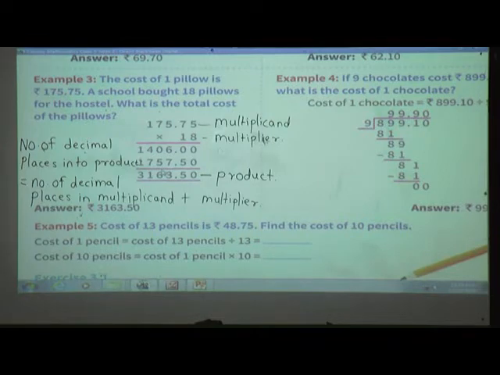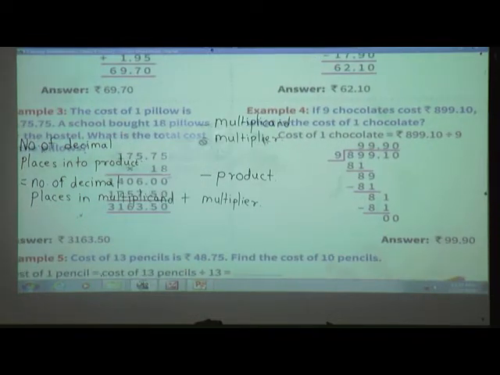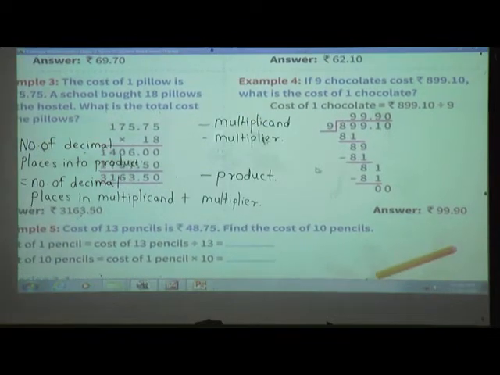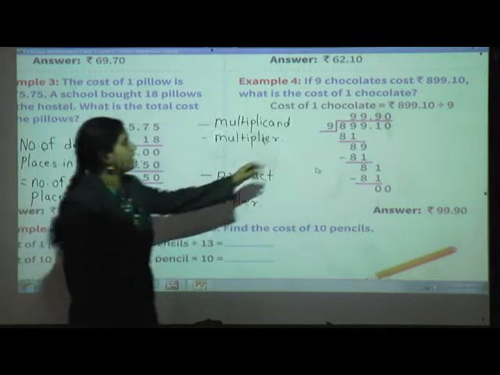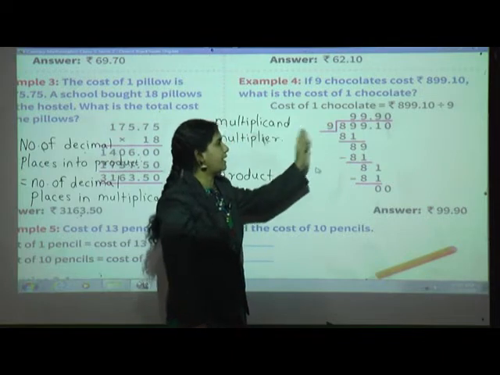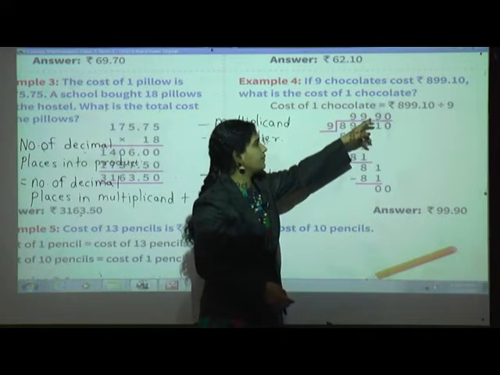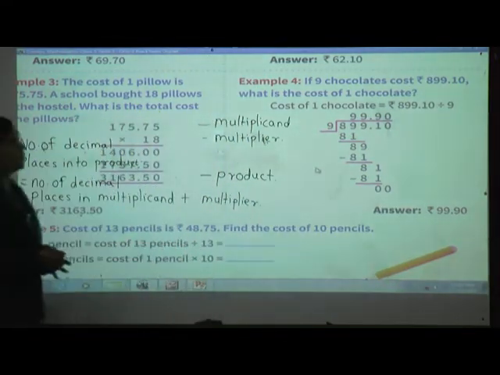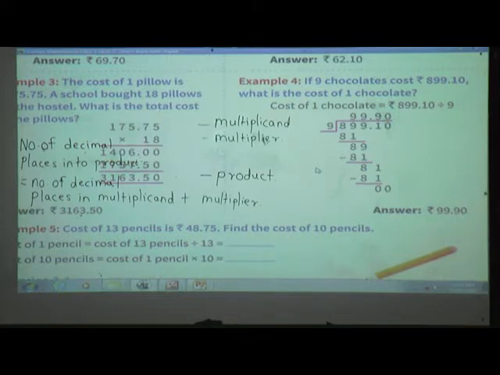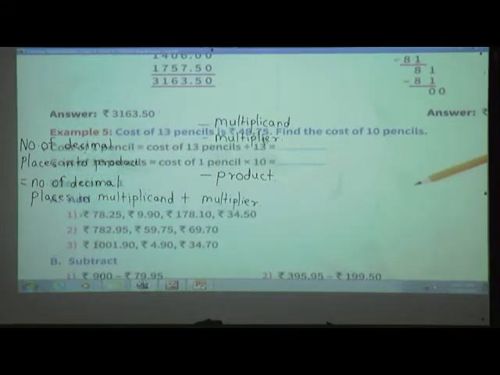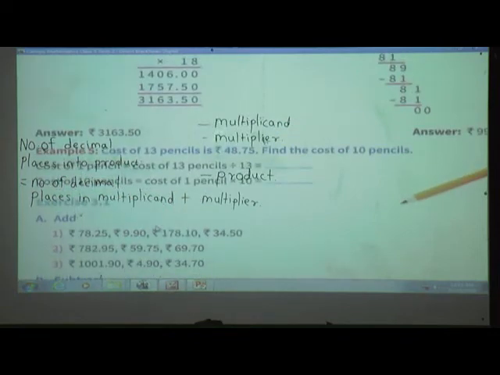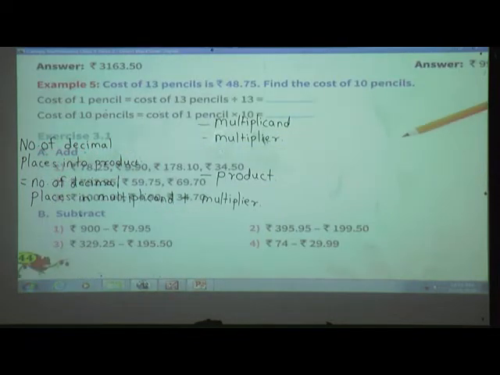Now we'll see division. Now students, if 9 chocolates cost rupees 899.10, what is the cost of 1 chocolate? Here divide 899.10 by 9, so you will get the answer. Even here you have to give the point. So give the decimal point properly. In this way we have solved some examples, and on that basis we are going to solve exercise 3.1.